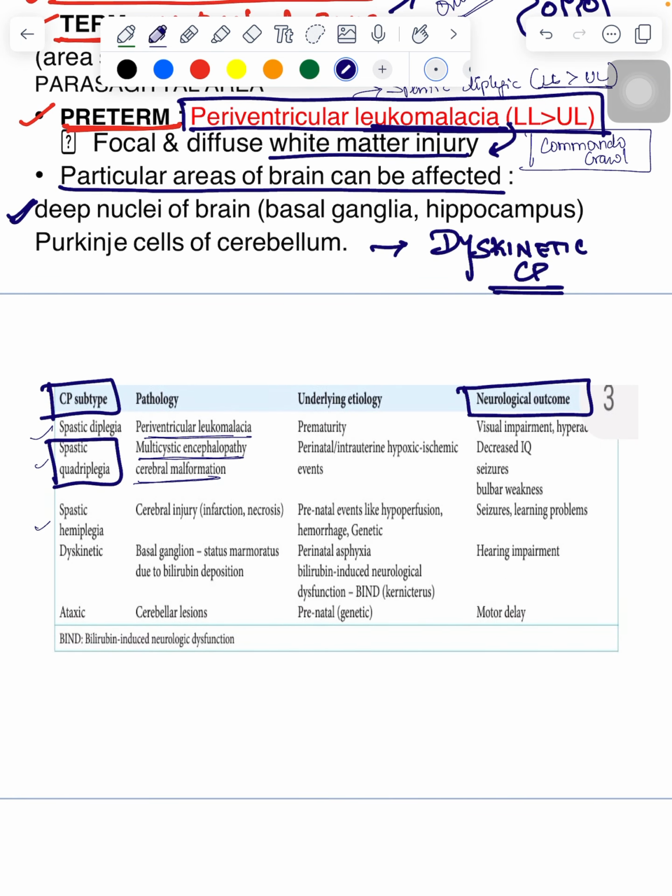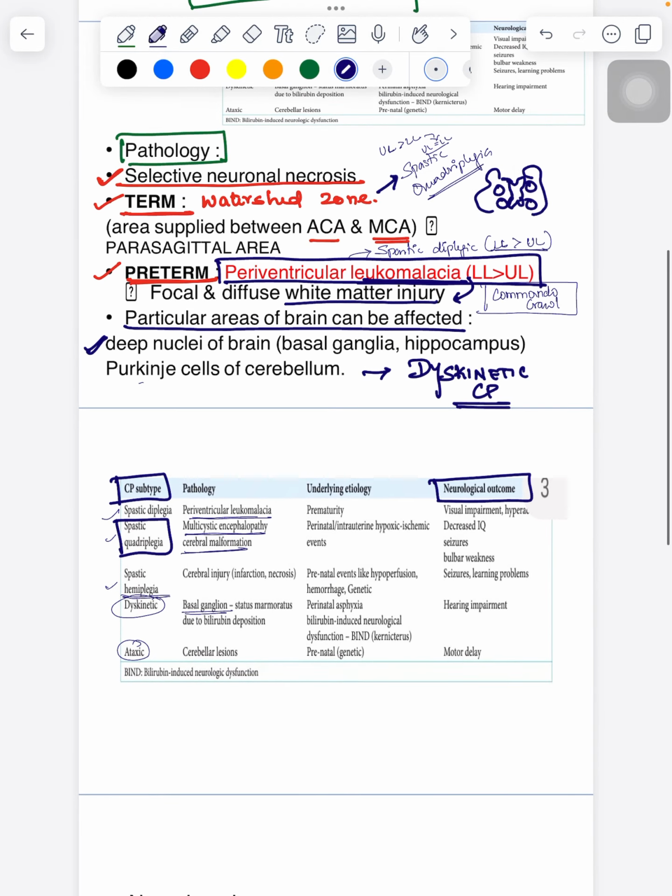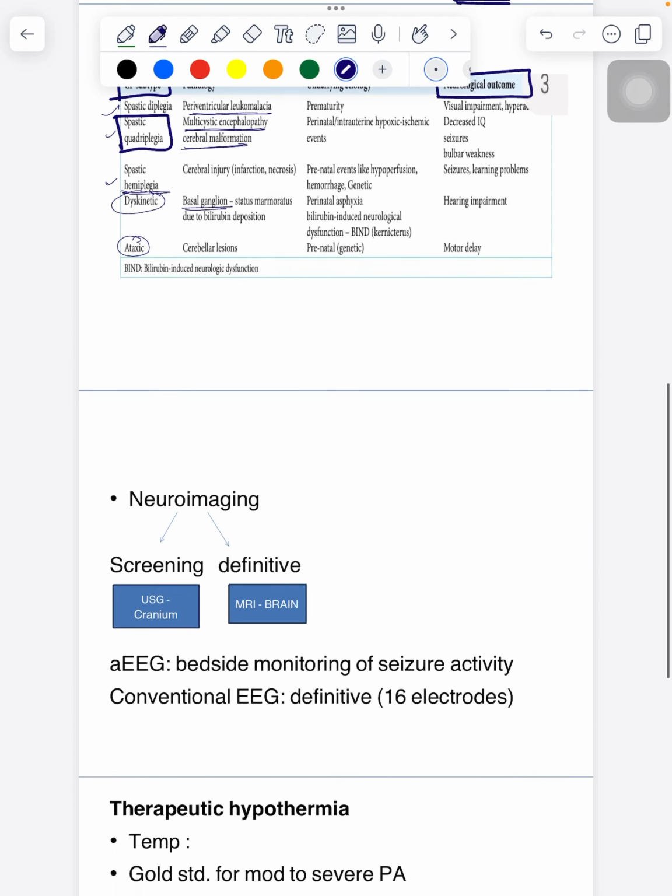Fine. Next is spastic hemiplegia. Spastic hemiplegia means one side of the body will be affected, either the right upper and lower limb or the left upper and lower limb. It is because of selective cerebral injury, that is, selective infarction or necrosis. Next, when the basal ganglia get affected, the child can result in dyskinetic CP. When the Purkinje cells of the cerebellum are affected, the child can result in ataxic CP. Okay, so these are the main pathologies and the CP types behind hypoxic ischemic encephalopathy.